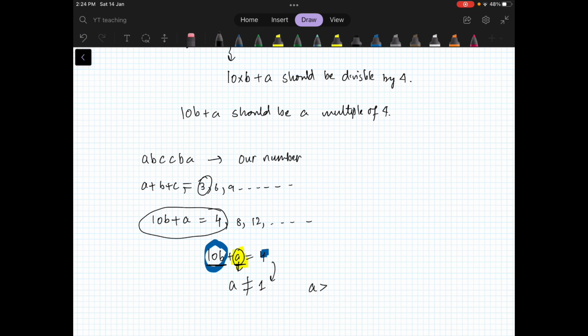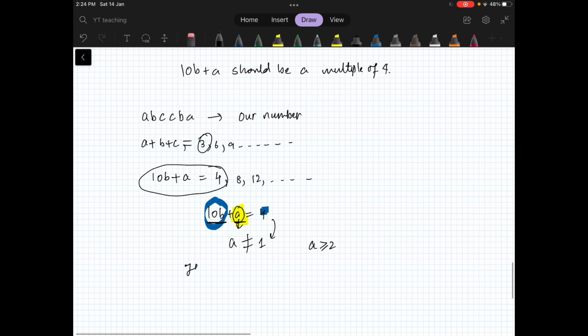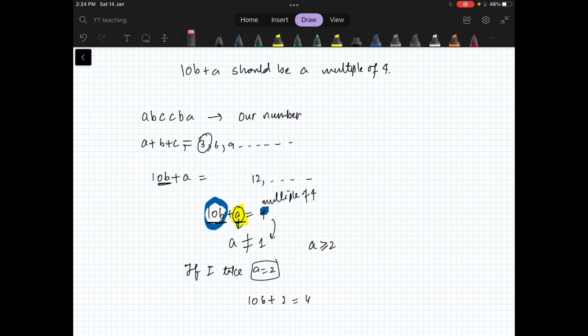So A should be greater than or equal to 2. If I take A equal to 2, then you have 10B plus 2 as a multiple of 4, not 4 itself, a multiple of 4. Obviously this is 10 times something, so we cannot start with 4. We'll start with 12, because you want this to be a multiple of 4. The multiple of 4 which is more than 10 is 12. So this should be 12, so that gives you B equal to 1.